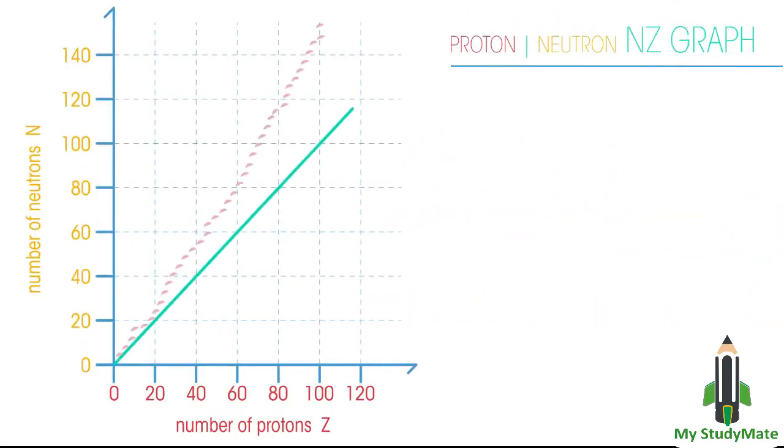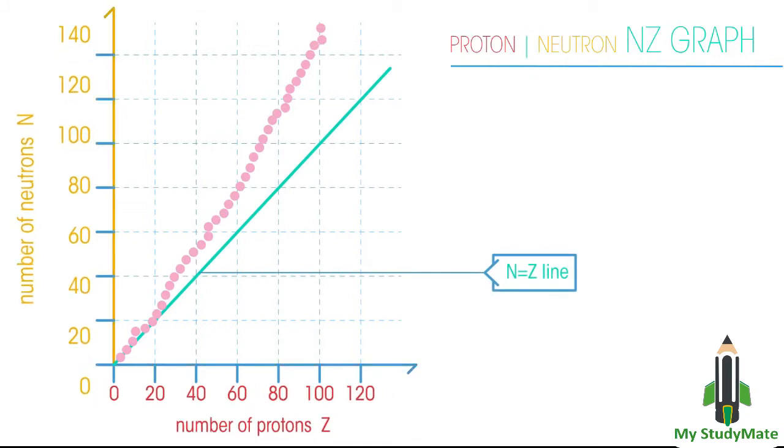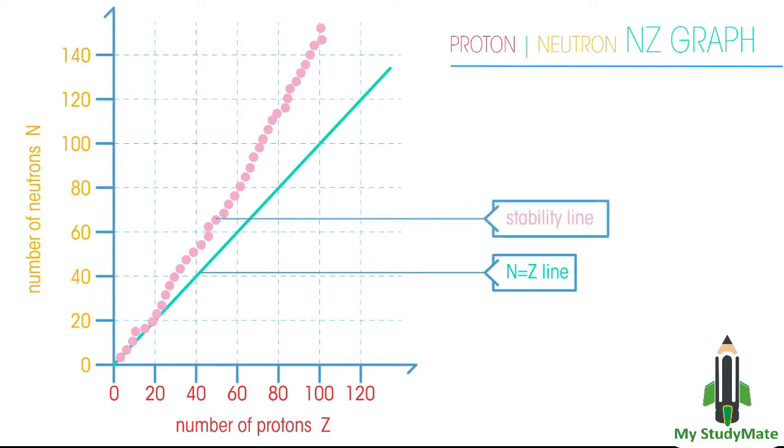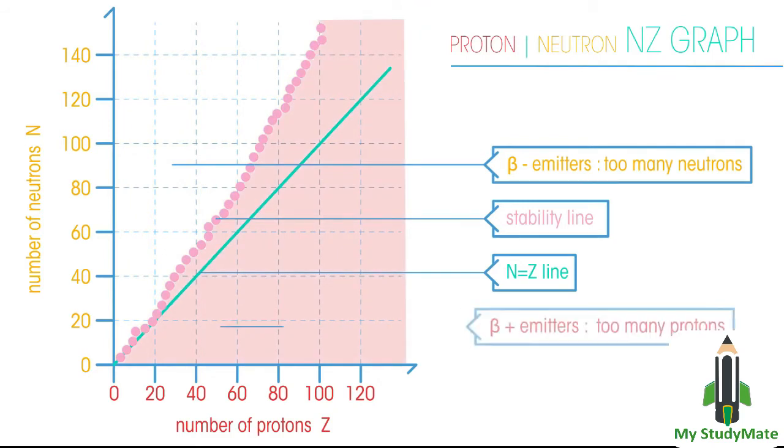So, how do we know if an atom is stable or unstable? We can determine whether a radioisotope is likely to decay and what type of decay is likely to occur by looking at its position on the proton, neutron and Z graph. This graph shows the number of protons on the x-axis and the number of neutrons on the y-axis. This is the stability line. If a radioisotope lies left or right of this line, it is unstable and likely to decay to become stable.